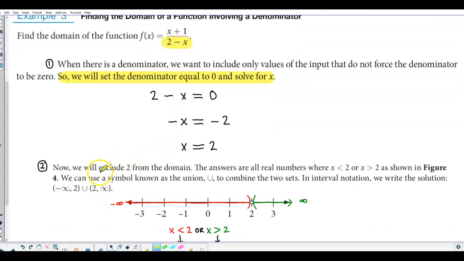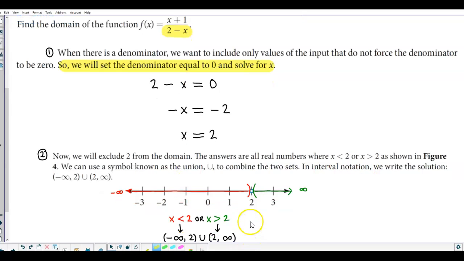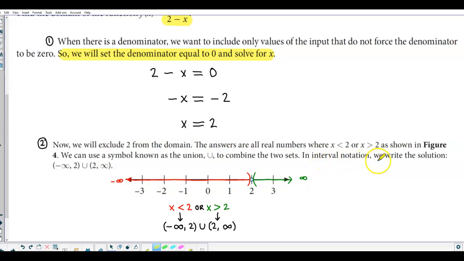So in part 2, we will exclude 2 from the domain, and so the answer is all real numbers where x is less than 2 or x is greater than 2, because we're excluding 2. In figure 4, we can use a symbol known as the union, U, to combine the two sets. And so the interval notation we're going to write as the following solution.